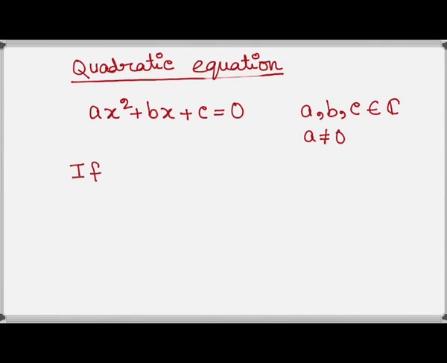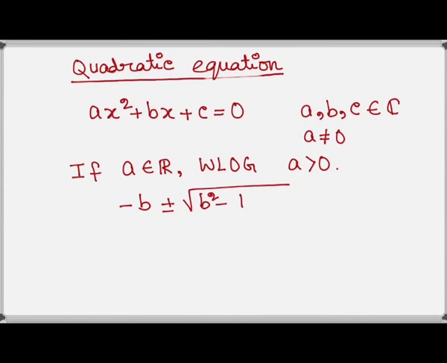So we must have a to be non-zero. Now if a is real, then without loss of generality we can take a to be positive, because if a is negative, then we know minus of a is positive, so we can multiply the polynomial equation by -1 and we would get the coefficient of the term x square in the polynomial equation is positive. This quadratic equation is having exactly two solutions, namely minus b plus minus square root of b square minus 4ac divided by 2a.